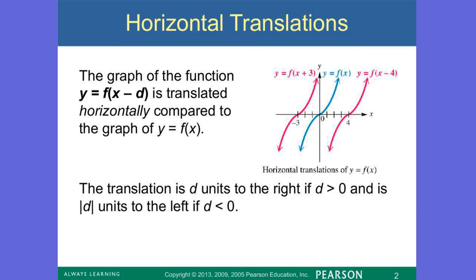All right, so horizontal translation. That means we're going to move our graph left and right. That's what we're going to do. For this one right here, this is actually a tangent function. If you notice, the original function is here in blue. Now, minus, remember this is opposite.